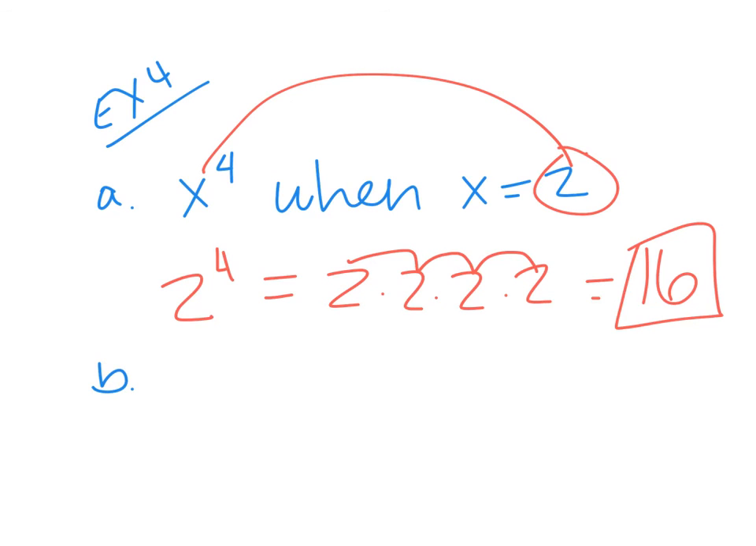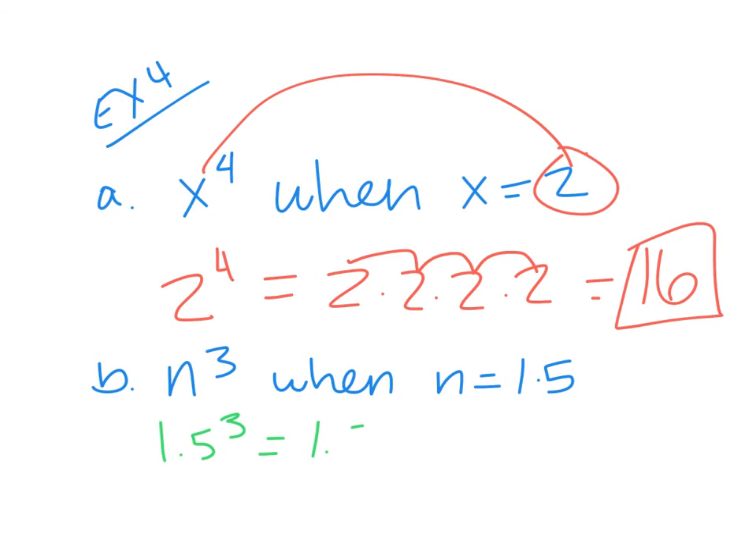All right, for B, we're evaluating n to the power of 3 when n equals 1.5. So that's the expression. How do I change it to solve it? That's good. 1.5 to the power of 3, which is the same thing as saying 1.5 times 1.5 times 1.5. This is not one I can do in my head. So either grab your calculator or be sneaky and look at the textbook that already tells you the answer. 3.375.